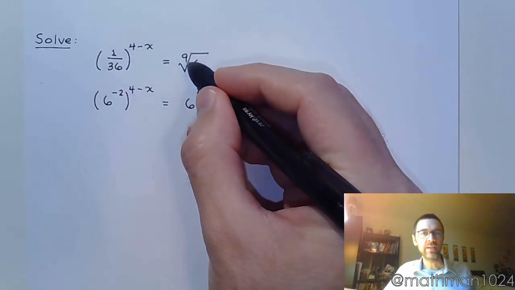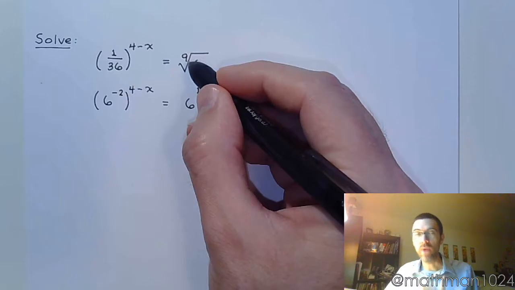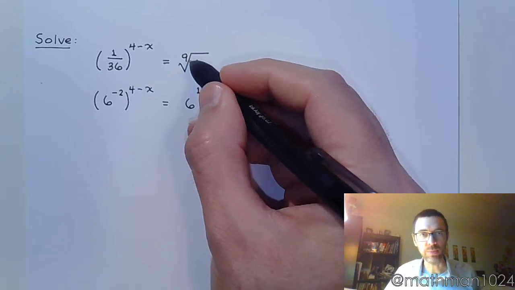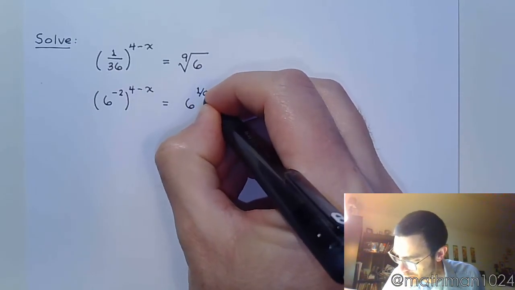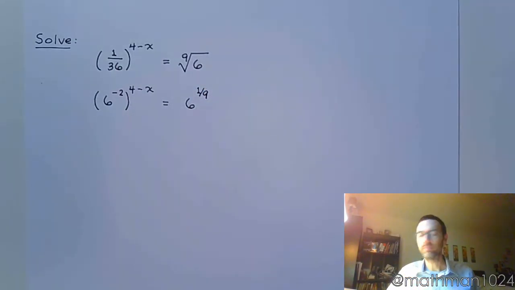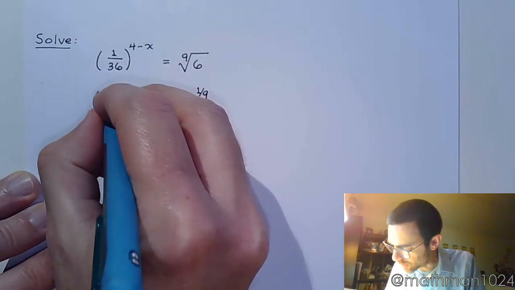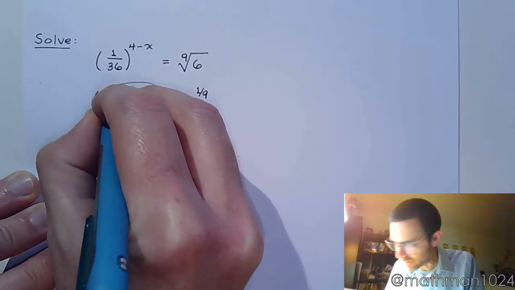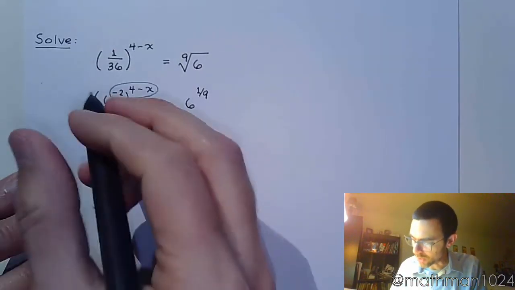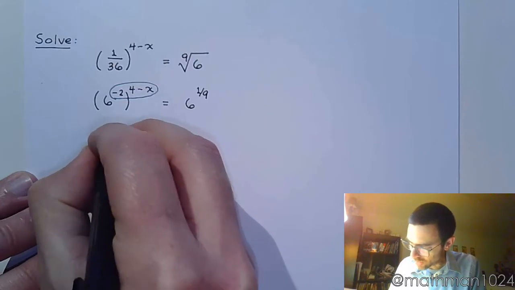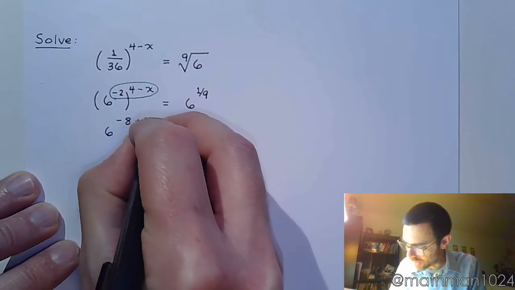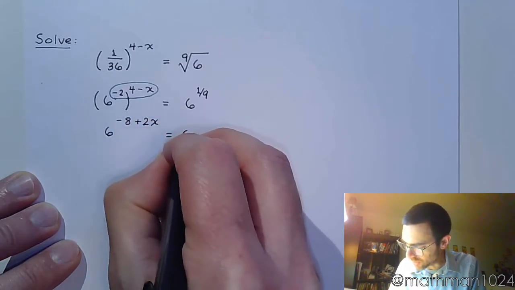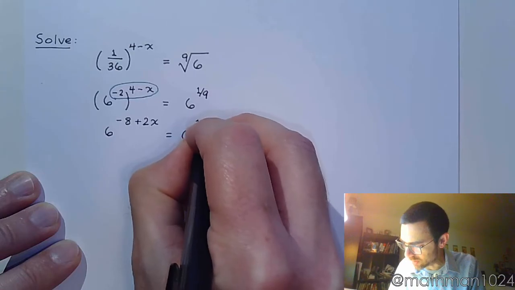But when we have an index, we've talked about how these radicals connect with rational exponents. So this index of 9 corresponds to a denominator of the power of 9. And so we're almost there. We've got both sides written in terms of a base of 6. On the left side, you have a power to a power, so we need to multiply. So 6 to the negative 8, and then plus 2x, equals 6 to the 1/9.